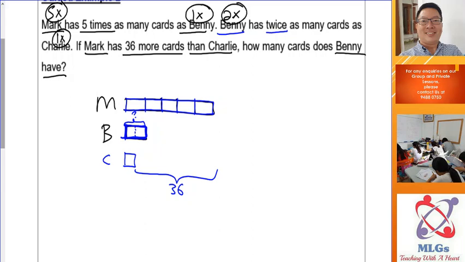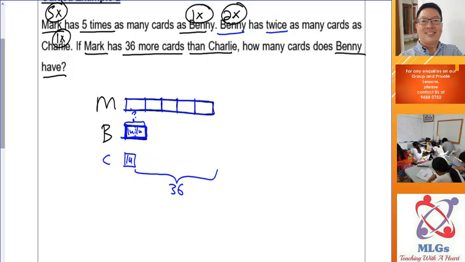Okay, so have you filled in the numbers into the model? Have you transferred all the information onto the model? If yes, then your model is well done. But there's one more thing that you need to do. You need to create units, which is what you have done already. So you need to label the units. Now, can you see that Benny and Charlie have equal parts? They have equal boxes. Charlie has 1 unit, Benny has 2 smaller boxes, which is 2 units.